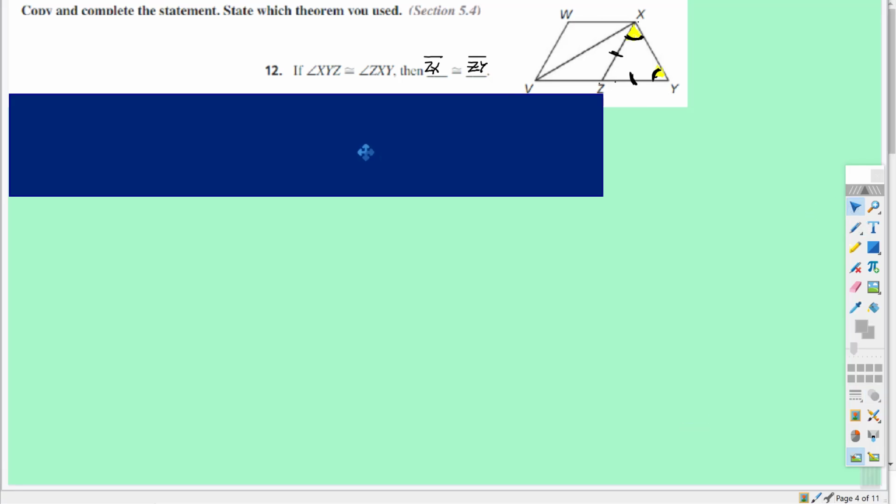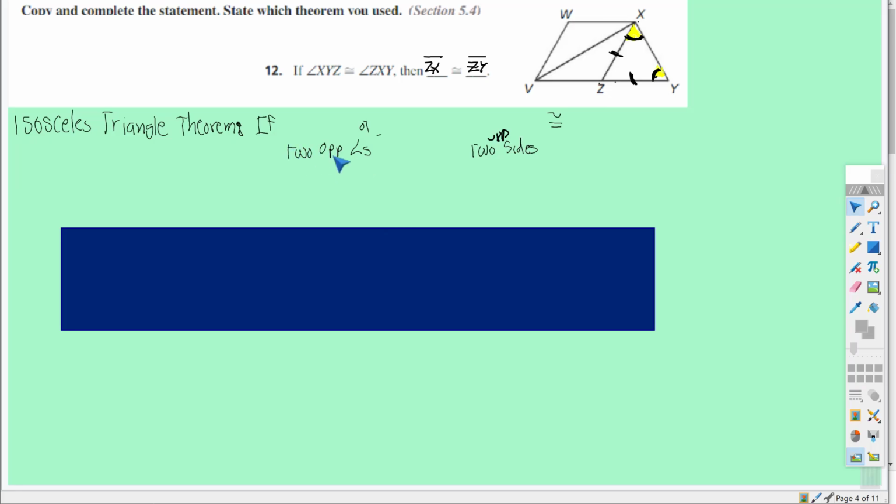Oh, and again, sorry, if two angles of a triangle are congruent, then their two opposite sides are congruent. Isosceles triangle theorem. All right, that's it for these four.